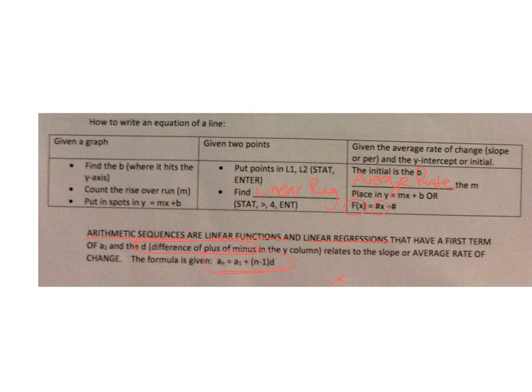If you go ahead to your table and you set up a table given that information, then all you have to do is go to your linear regression, stat calc 4, and you can get your arithmetic sequence.